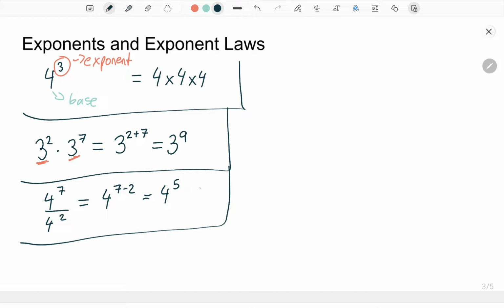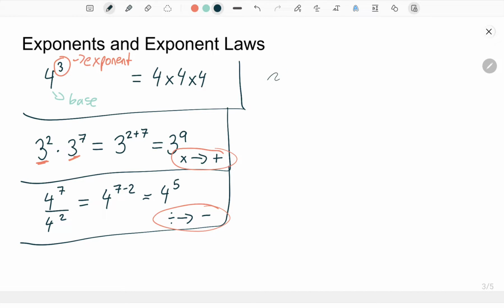So division leads to subtraction. Multiplication leads to addition. So I'll just kind of circle those things. Remember, the addition and subtraction, that's in the exponent. The multiplication, the division, that's the actual what's happening with the numbers. All right, that's not the only things we can be doing with exponents.